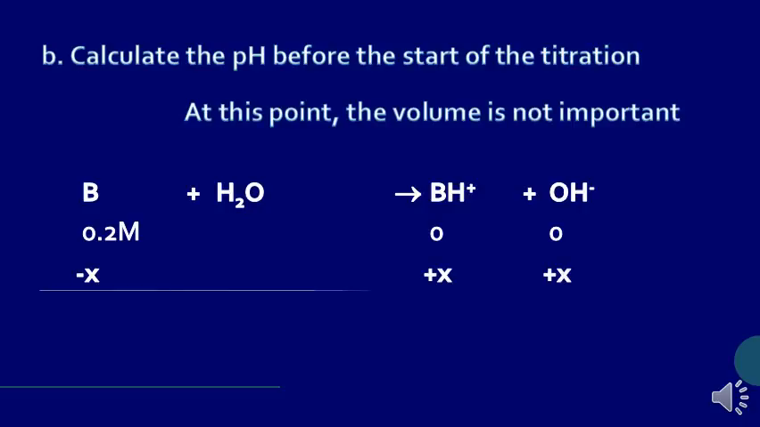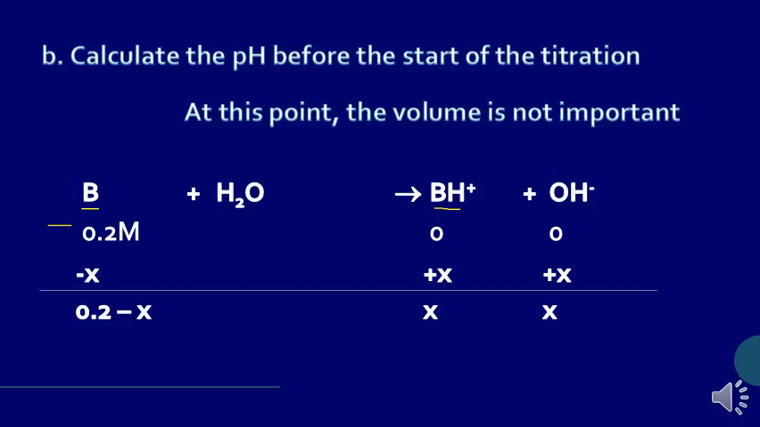So here's your base, here's your conjugate acid, yielding hydroxide ions, so it is a base. So the pH at the start of the titration, at this point our volume is not important. I started off with the generic equation, and I could have put ammonia here and ammonium here, but it's the same thing. We don't care about the volume. I'm just interested in the concentration of the hydroxide ions.